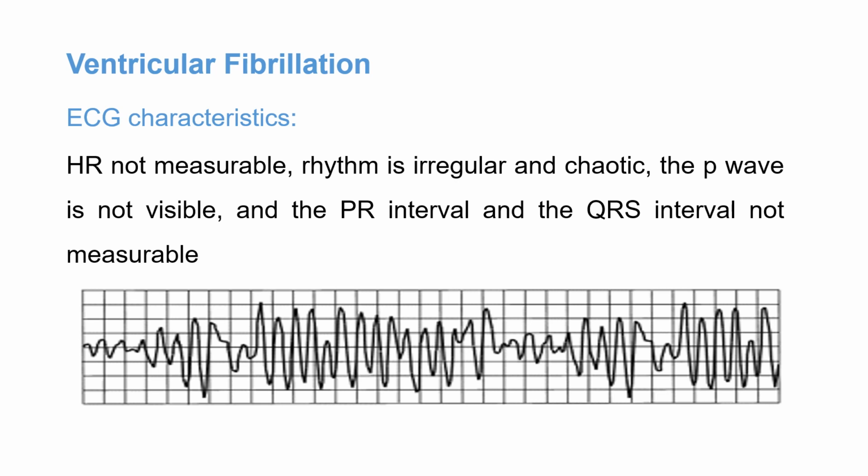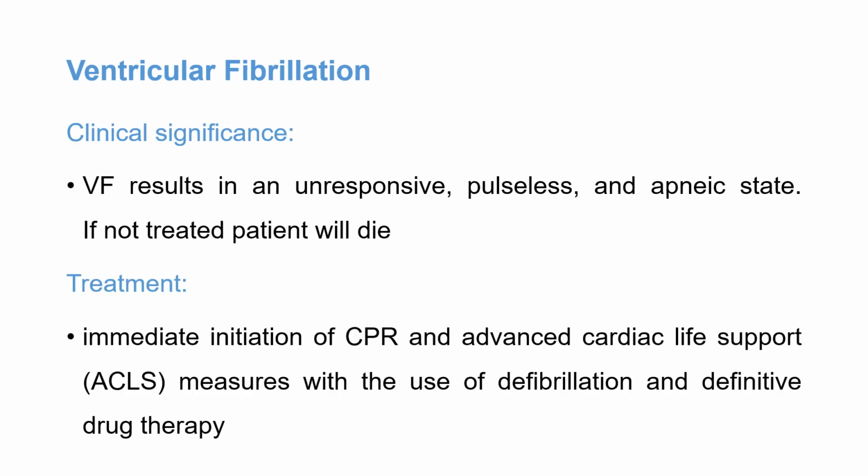ECG characteristics: the heart rate we can't measure, and the rhythm will be irregular and chaotic. We can't see the P wave because there is no contraction of the atrium, and the ventricle contracts independently. There is no regulation, and we can't measure the PR interval and QRS interval. Most of the time the patient may be unresponsive, pulseless, and apneic, and if not treated, the patient may die. Treatment: immediately start CPR and advanced cardiac life support with defibrillation.